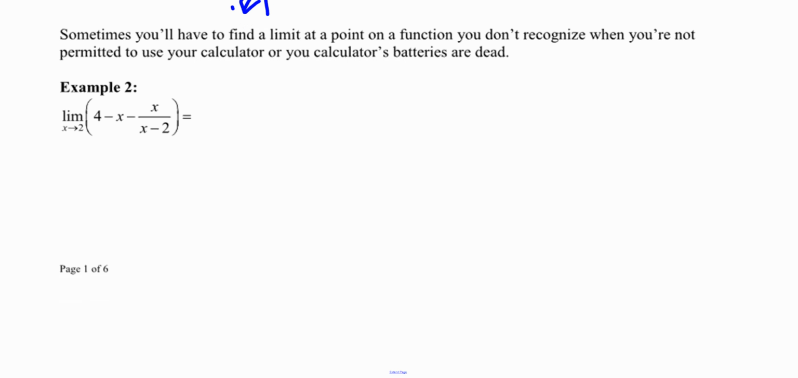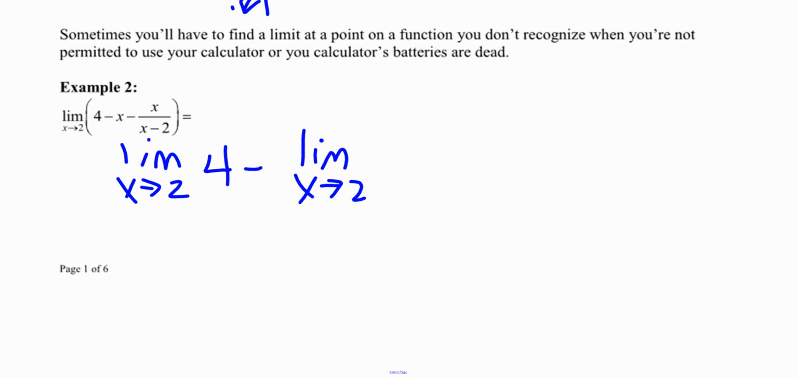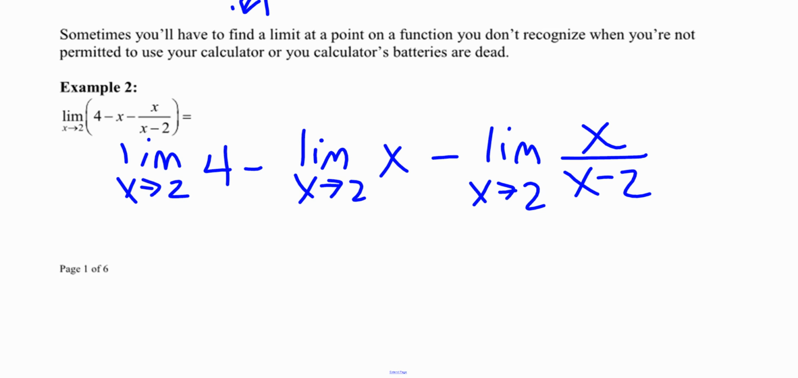We maybe don't recognize what (4 minus x) over (x minus 2) looks like. However, we do know that we could break it down using our properties of limits to this, minus the limit as x approaches 2 of x over (x minus 2). Okay, let's say your calculator is not with you right now. The limit of a constant is always just that constant value. The limit of x, plug in that number. Okay, now this part. Think about what this is going to look like.